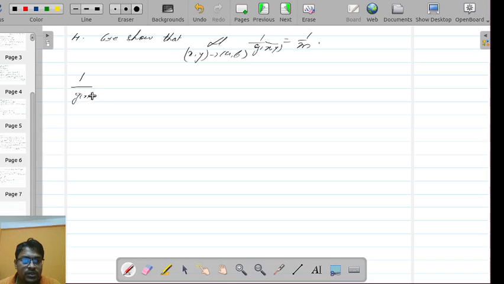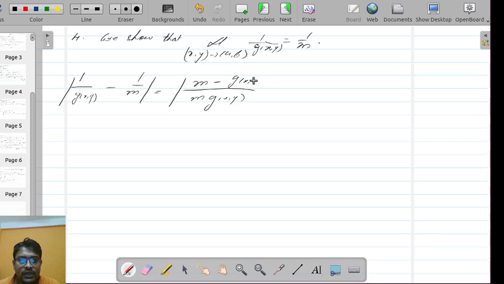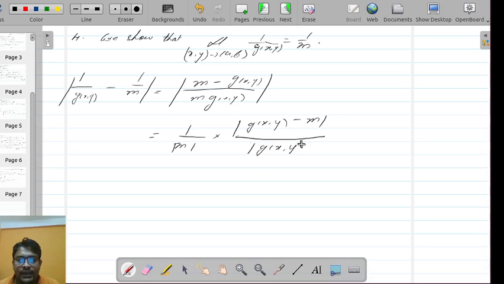So let us observe what is 1 by g of xy minus 1 by m. If I take the LCM here, this can be written as mod of m minus g of xy divided by m into g of xy. This is nothing but 1 divided by mod m multiplied with mod of g of xy minus m divided by mod of g of xy. So this is a constant term here.